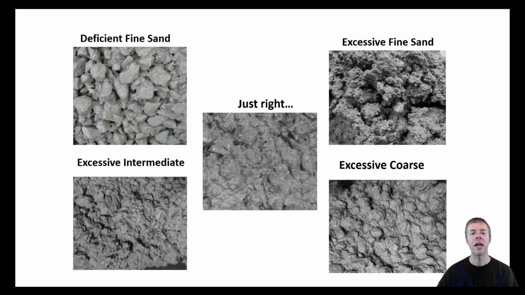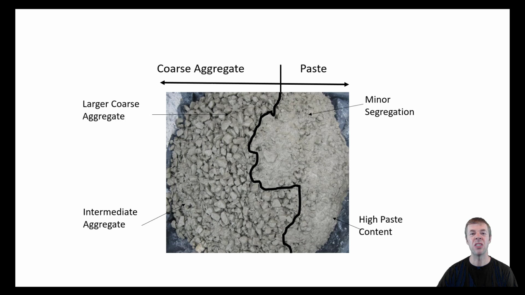Now, another thing that can happen: segregation. This is where the rock goes one way and the paste goes another way. This usually happens when you have too much of a single size or multiple sizes inside your concrete.